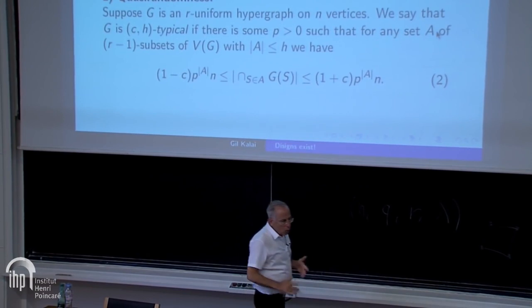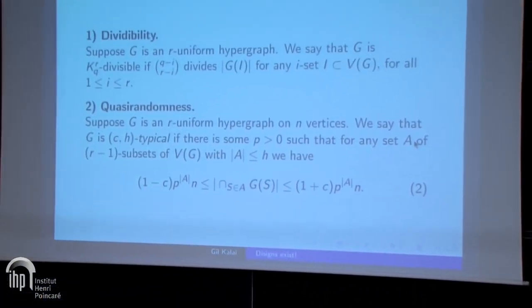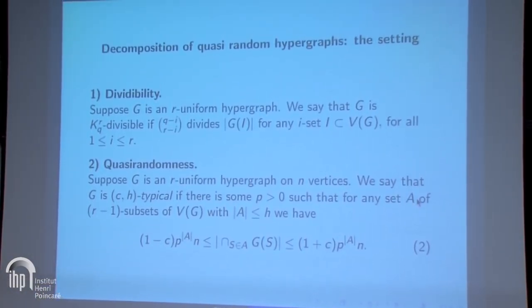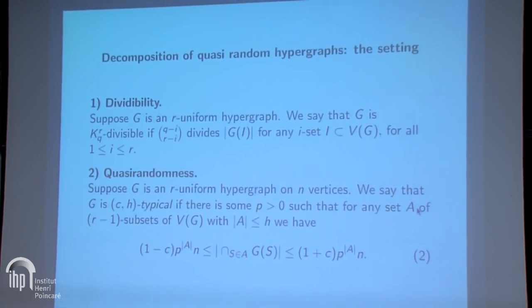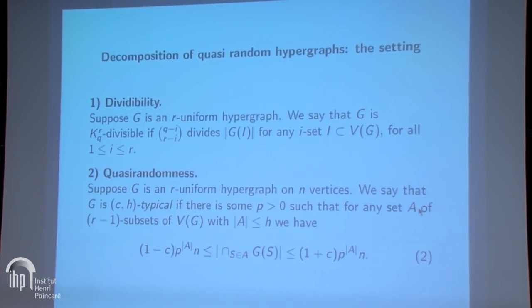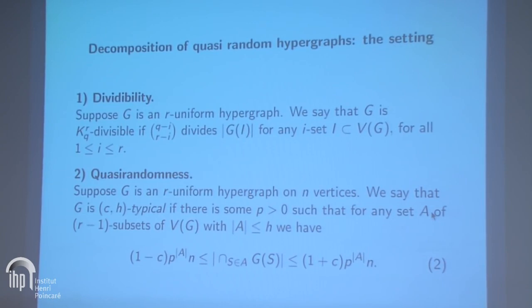But now, after we have this translation, we again can talk about two notions. The first is divisibility: in order to have the decomposition, we need some divisibility properties. For example, the obvious property: if we want to decompose a big hypergraph into small hypergraphs H, we need that the number of edges in H divides the number of edges in the big hypergraph. So this makes the decomposition at least arithmetically possible. And we also need the same thing for links. So here again we have a similar condition. If we have an r-uniform hypergraph, we will call it K_q^r-divisible if (q minus i choose r minus i) divides the size of G(I), the link of every set I of size i. So this is the necessary divisibility condition for such a decomposition.